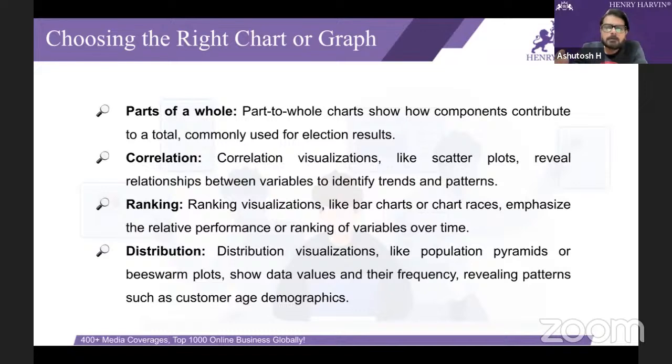And then we are having a few other parts, like when we're talking about the parts of a whole, like part to whole chart. So what this is doing, this is showing how components contribute to the total.